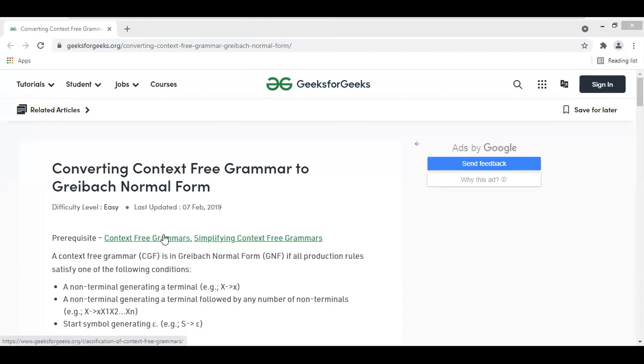Then we need to convert the grammar into this format, either X tends to a, or X tends to a X1 X2 and so on up to Xn, where a is a terminal and X1 to Xn are variables, right? Please make a note of this. This is the syntax of the GNF, and we need to get the grammar into this format.